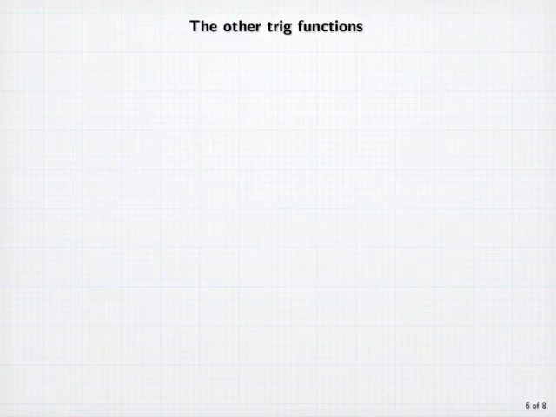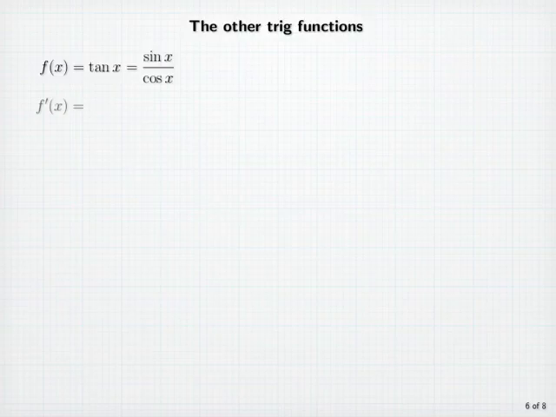The other trig functions. Let's look at the tangent function. Let f of x equal tangent x. This is the same as sine x over cosine x, so we can use the quotient rule to calculate f prime of x. The denominator will be cosine squared x.